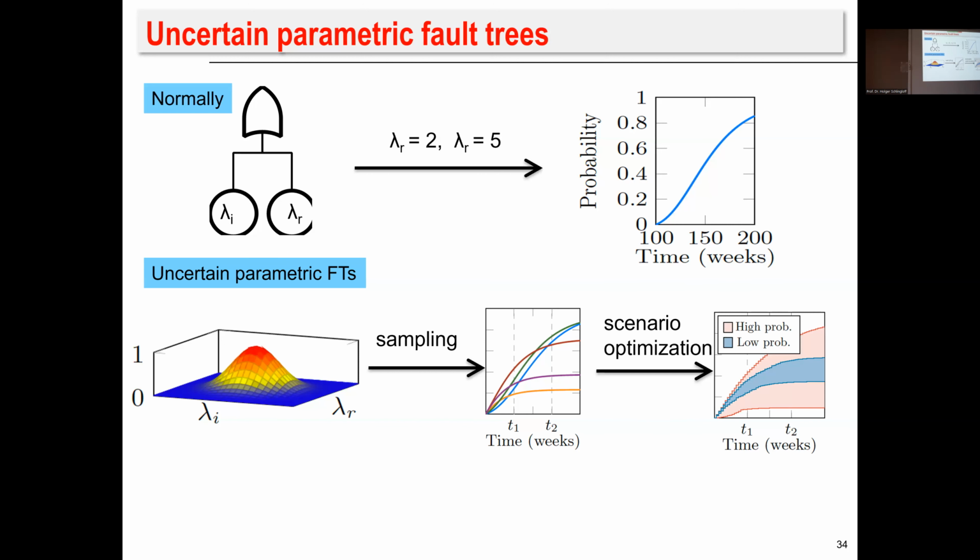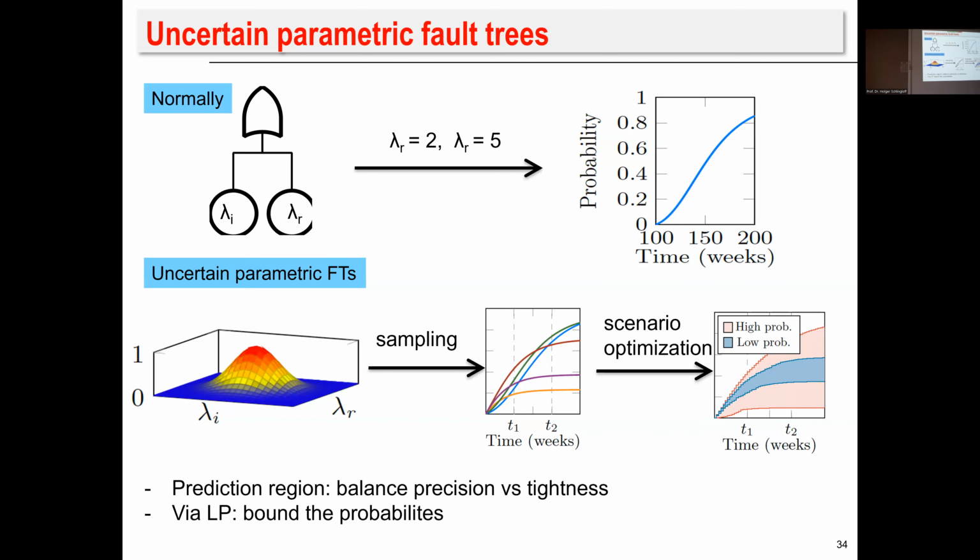This is not so easy, because what these scenario optimization techniques do is balance precision versus tightness. For this very tight bound, you have to decide where it should be. I want, let's say, probability 90% here. Where should I move this bound? Here, or there, or there? This is done by setting up a linear programming problem.